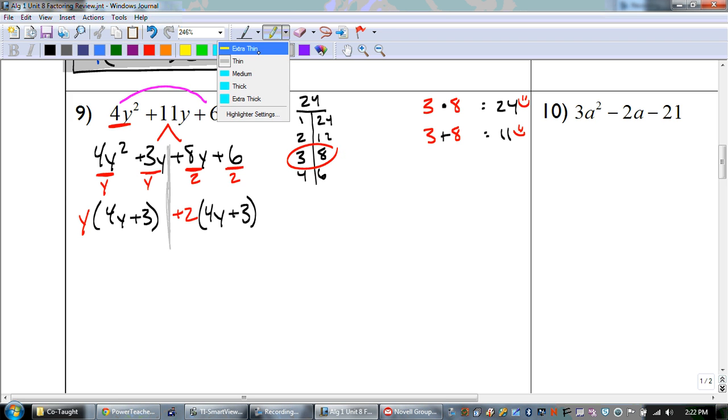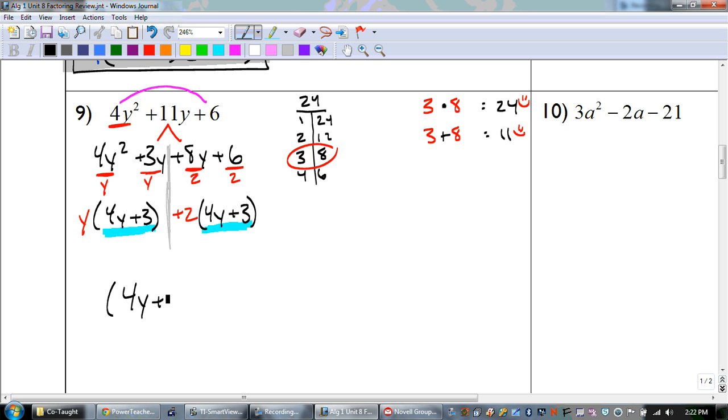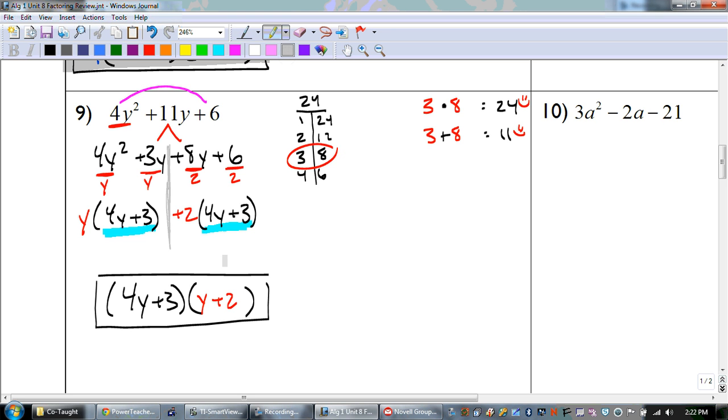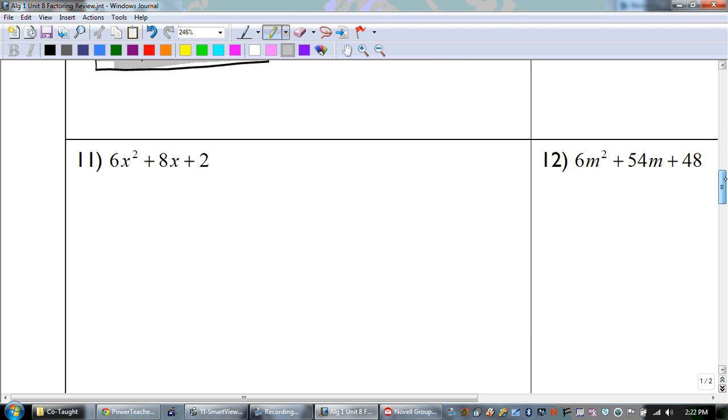Now, we have to check, do those match up? Yes, they do. That means we did it right. So our answer is 4y plus 3, and then whatever was left in red, and that is our y plus 2. Okay, those come together to form our other binomial. Hopefully this is a review for you guys.